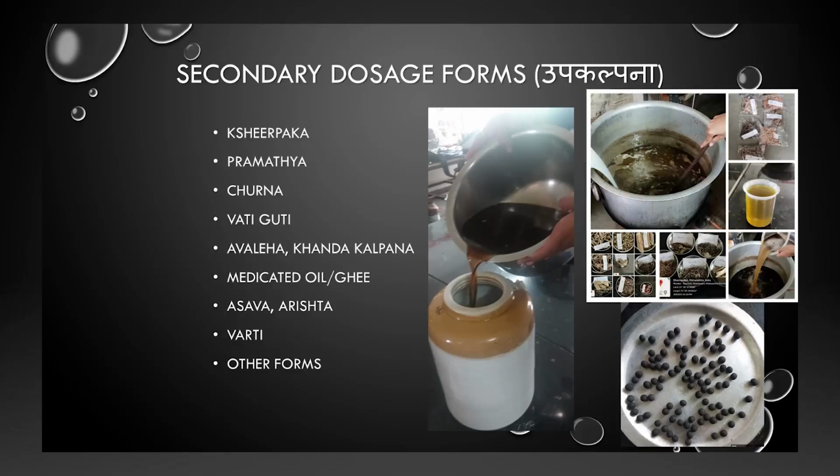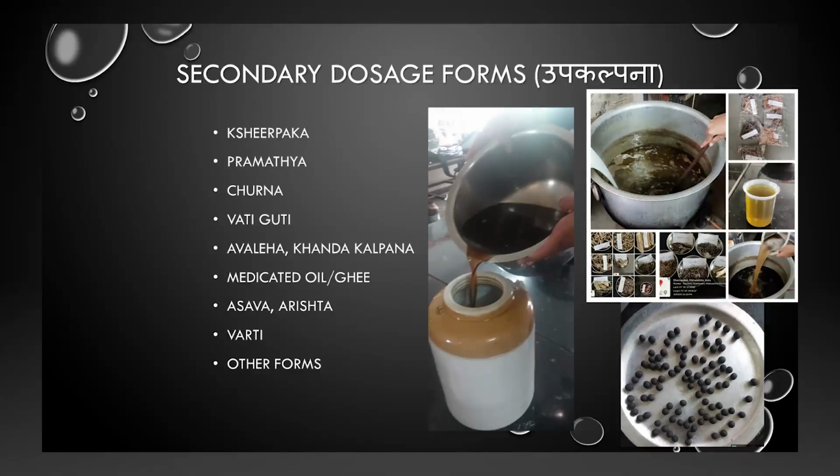Kshirapaka. Kshirapaka is a subtype of Kwatha Kalpana. Kshira means milk. The dosage form which is prepared with milk as a vehicle is known as Kshirapaka. 1 part of the coarse drug is boiled with 8 parts of milk and 32 parts of water and reduced till the water portion evaporates. This should be prepared fresh and consumed immediately. This is specifically used in children, old age patients and sensitive patients too.